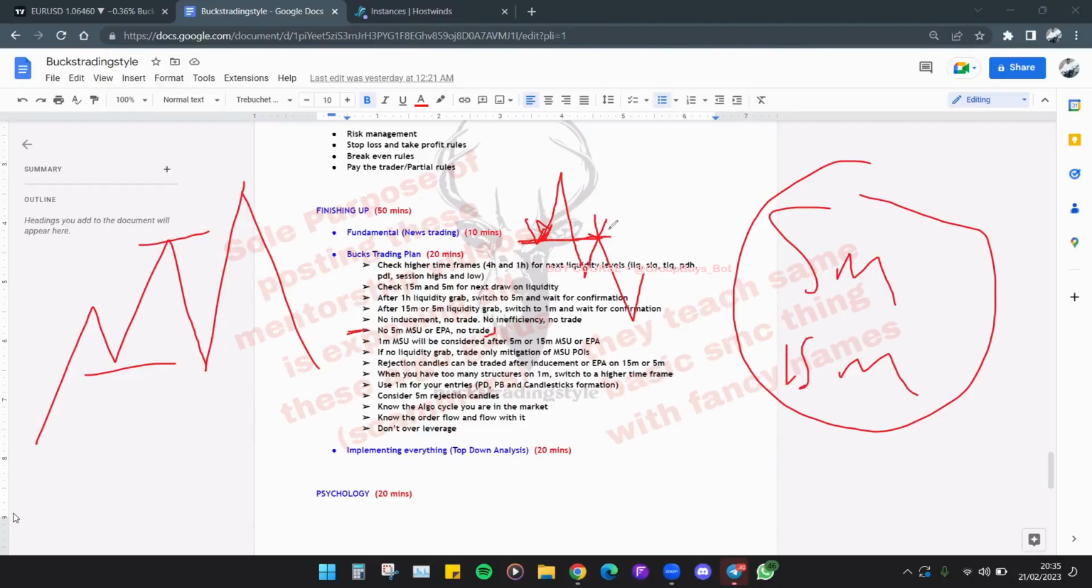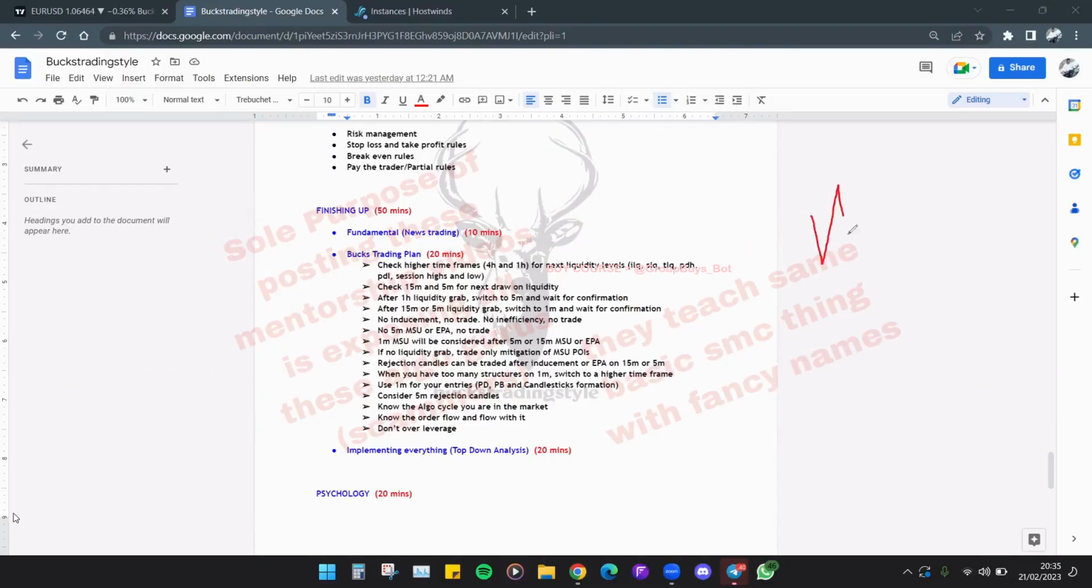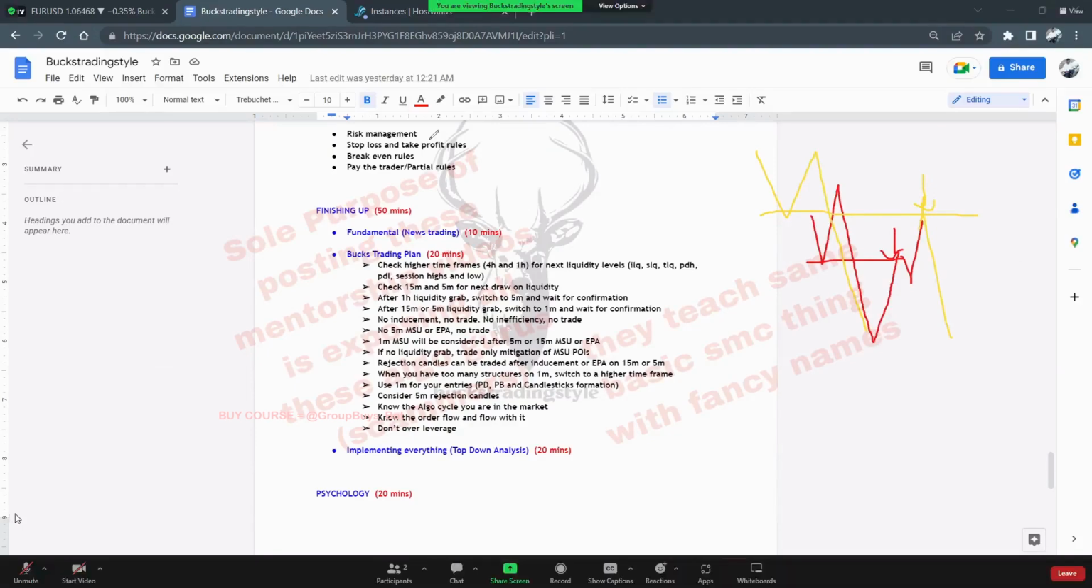This was 1 minute time frame. Sorry, let me draw it out a little bit clearer. Let's say this was 1 minute EPA. I took this sell right here and price came down, took me out. Meanwhile, on the 5-minute time frame, the 5-minute EPA was here. So I was supposed to wait for the 5-minute EPA before I take my trade and not the 1-minute time frame. Do you understand that?